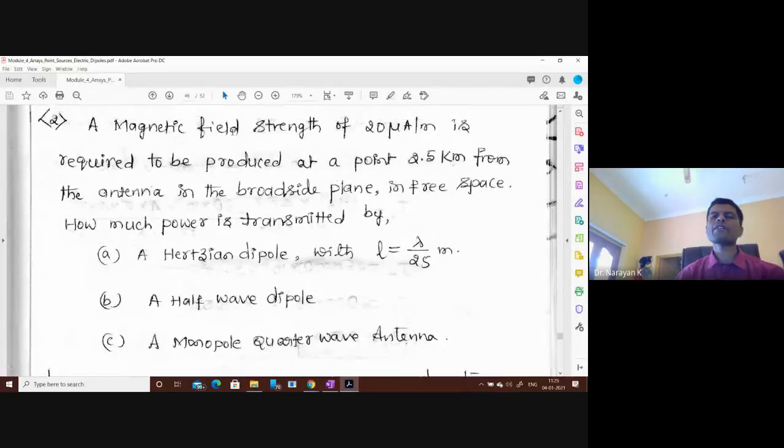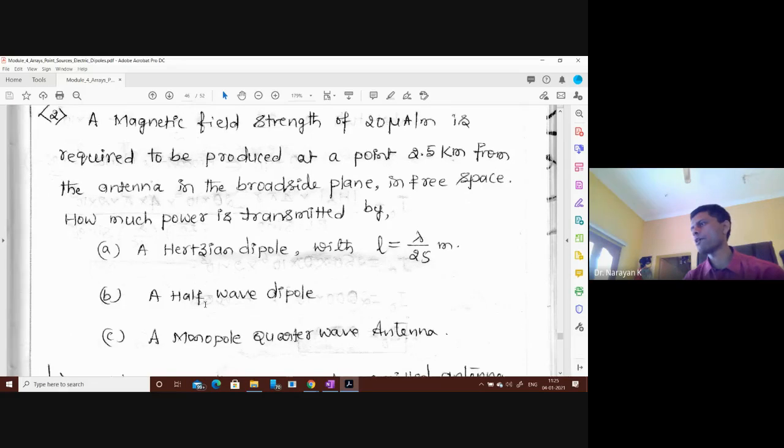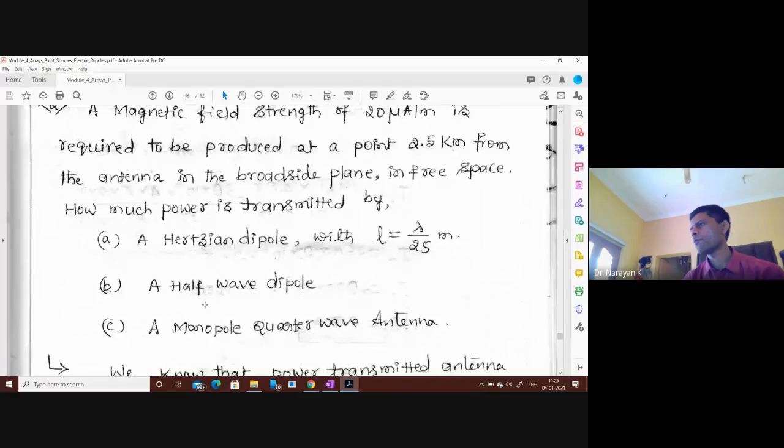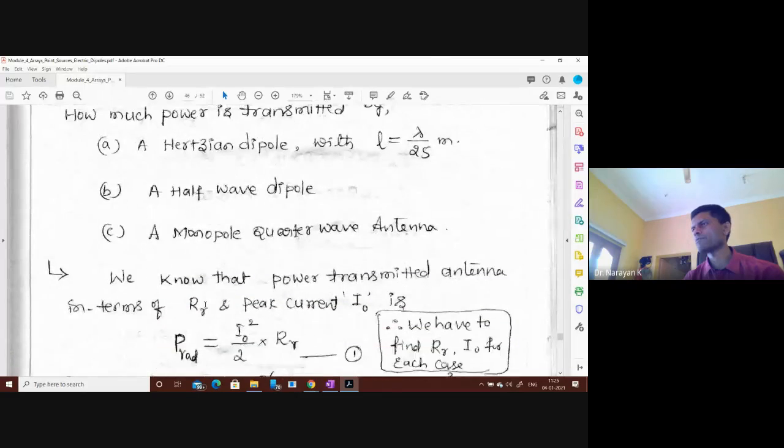This is the question. A magnetic field strength of 20 microampere per meter is required to be produced at a point of 2.5 kilometer from the antenna in the broadside plane in free space. How much power is transmitted by a Hertzian dipole with L equal to lambda by 25 meter, a half wave dipole, a monopole quarter wave antenna? Okay.